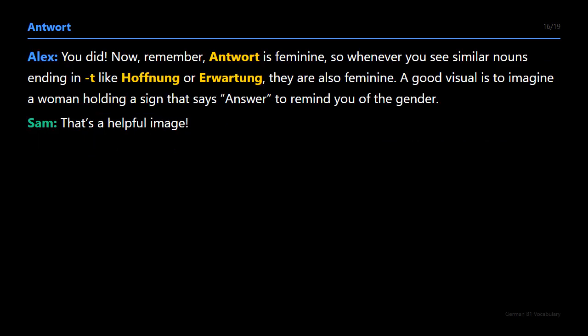You did. Now, remember, Antwort is feminine, so whenever you see similar nouns ending in -ung, like Hoffnung, Erwartung, they are also feminine. A good visual is to imagine a woman holding a sign that says answer to remind you of the gender. That's a helpful image.